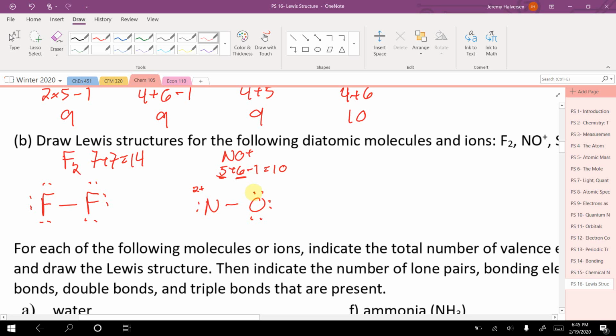And so then here we have 1, 2, 3, 4, 5, 6, 7. So it has an extra electron, so that's a minus.